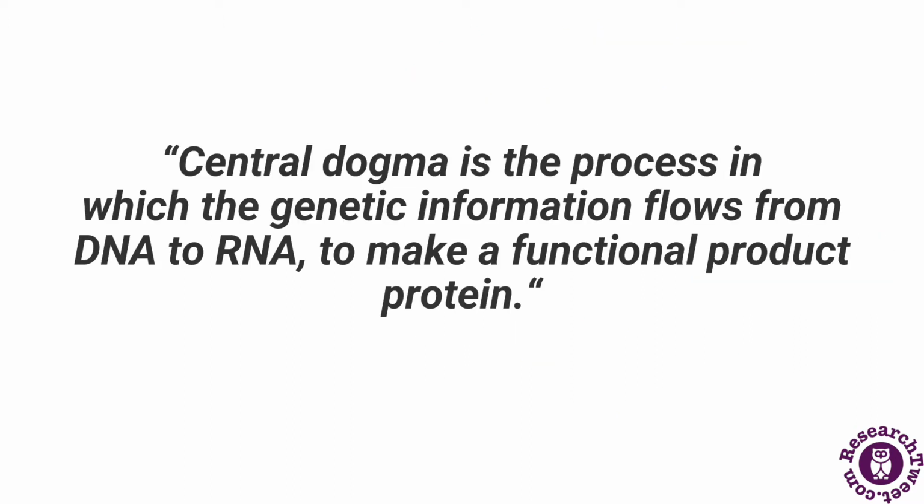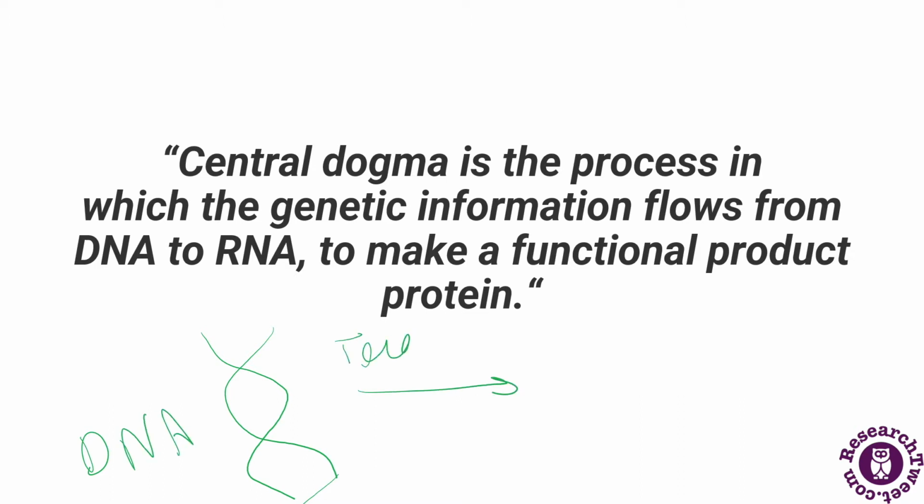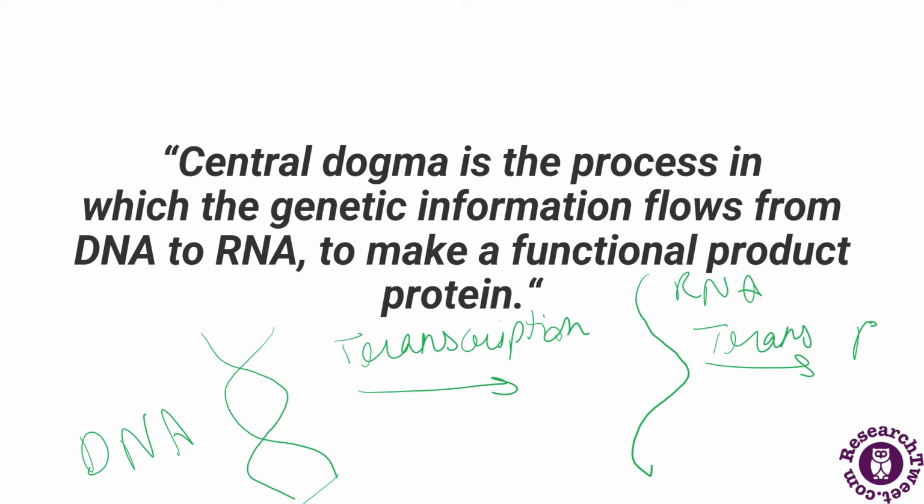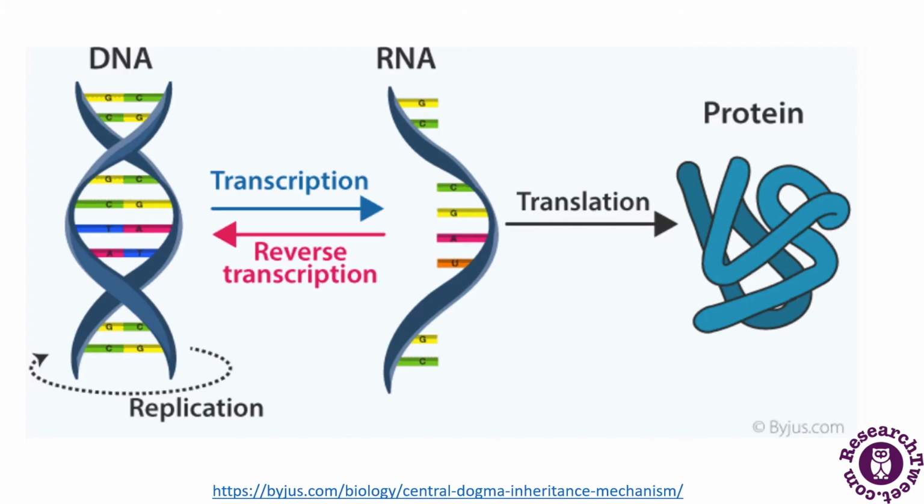Now first we will understand the definition. It is a process in which the genetic information flows from the DNA to RNA to make a functional protein. So for example, this is a DNA. There is transcription. There is RNA, and then the translation occurs and it is converted into the protein. So this is the whole mechanism.